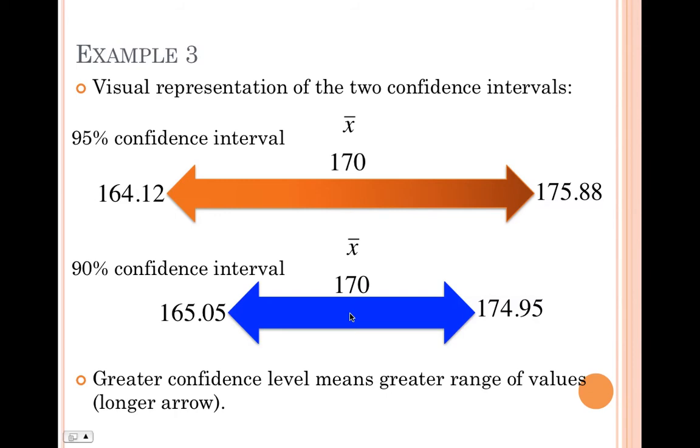The greater the confidence level, the greater the range of values, which means you're going to have a longer arrow, a longer range. So increasing the confidence level will increase the range, and it will increase the number of values that are possible for estimating the population mean. Decreasing the confidence level will decrease the range and shorten the length of the arrow. So there will be fewer values possible for the population mean.